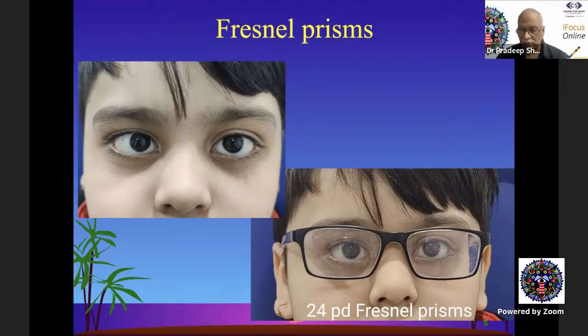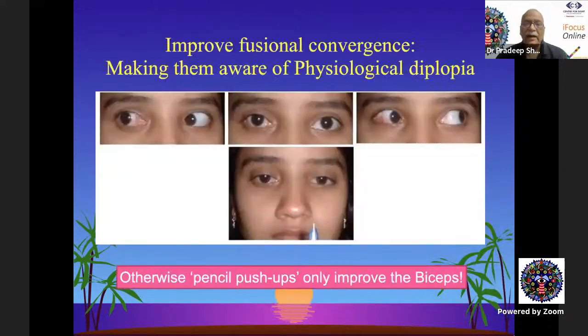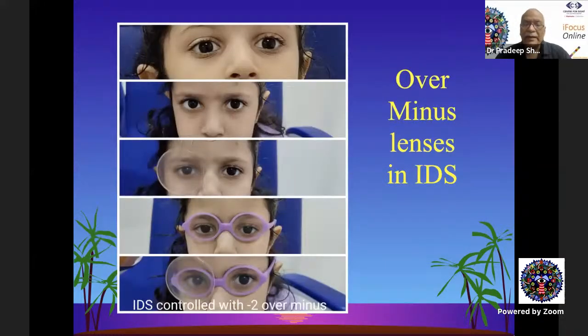eyes have got corrected. When we are doing the fusional convergence exercises, we should be making the child aware of physiological diplopia. Otherwise, he would be just doing pencil push-ups, and that will only help his biceps and not improve his convergence, because he would be probably using only one eye and not be aware of the other eye at all. So you need to make him aware of the physiological diplopia. Over minus lenses and IDS again are very helpful as a temporizing measure for short terms.